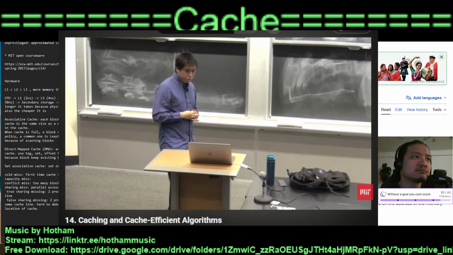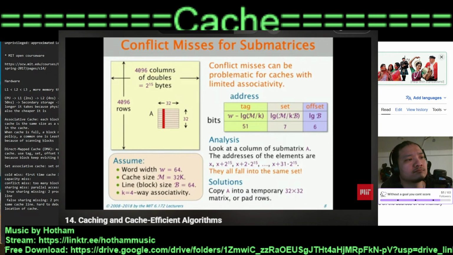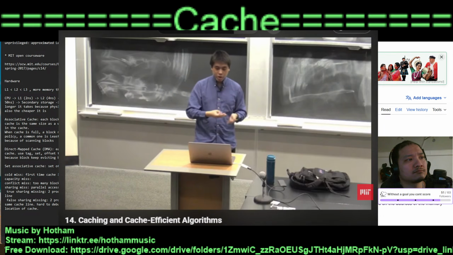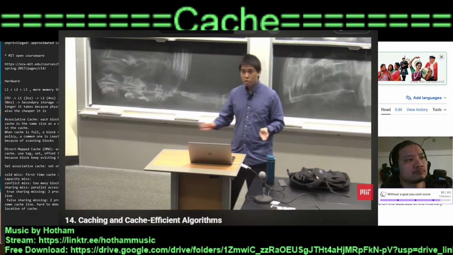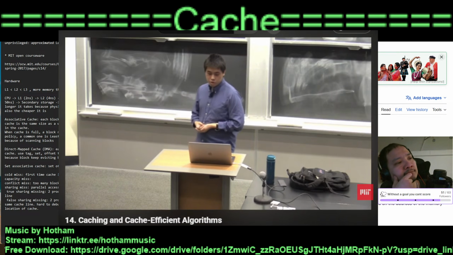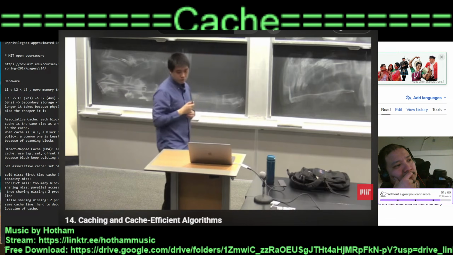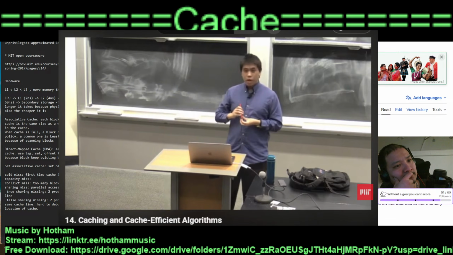It turns out that if you're doing a matrix multiplication algorithm, which is a cubic work algorithm, you can basically afford to copy the submatrix into a temporary 32 by 32 matrix, do all the operations on the temporary matrix, and then copy it back out to the original matrix. The copying only takes quadratic work across the whole algorithm, and since the whole algorithm takes cubic work, the quadratic work is a lower order term. So you can use temporary space to make sure that you don't get conflict misses. Any questions?